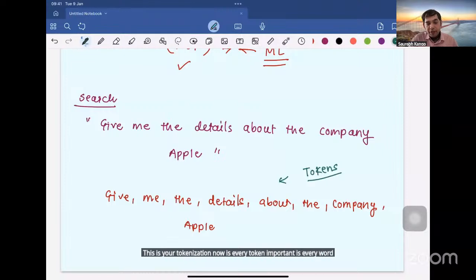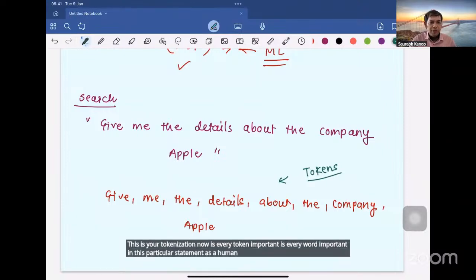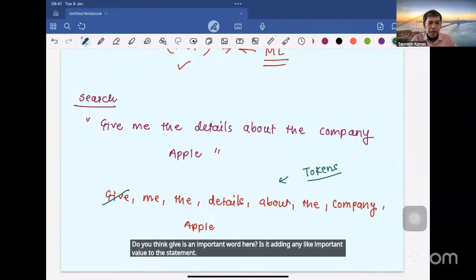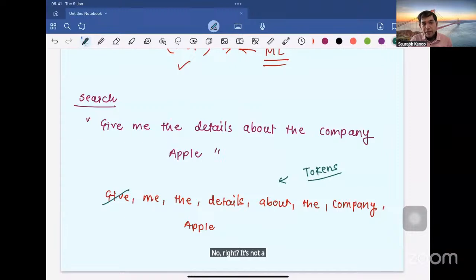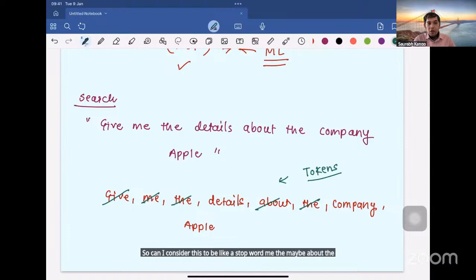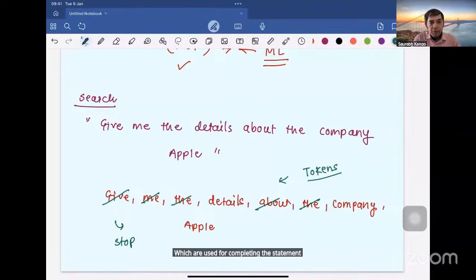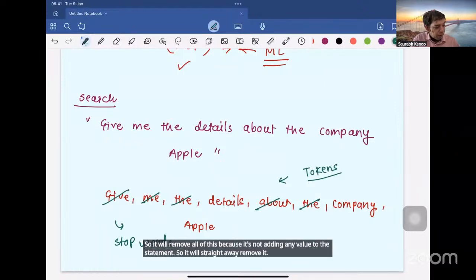Is every word important in this particular statement? As a human, if you were to search and you want to give the user the information about the company Apple, do you think "give" is an important word here? Is it adding any important value to the statement? No, right? It's not a very important word that we should be focusing on. So can I consider this to be a stop word? "Me", "the", maybe "about", "the". Can I consider all of these as stop words which are used for completing the statement? Yes, this is what I was calling stop words. So it will remove all of these because they're not adding any value to the statement. It will straight away remove them. Understood what I meant by stop words?